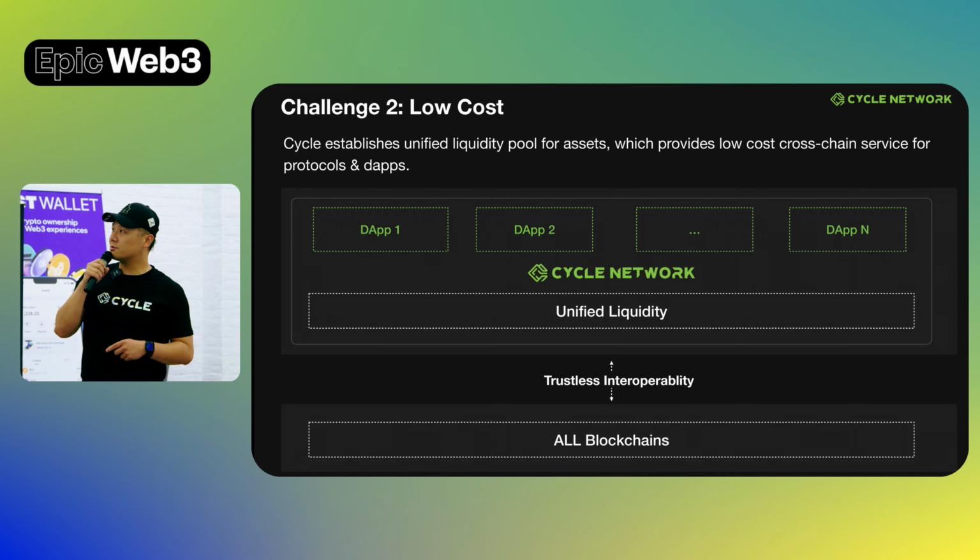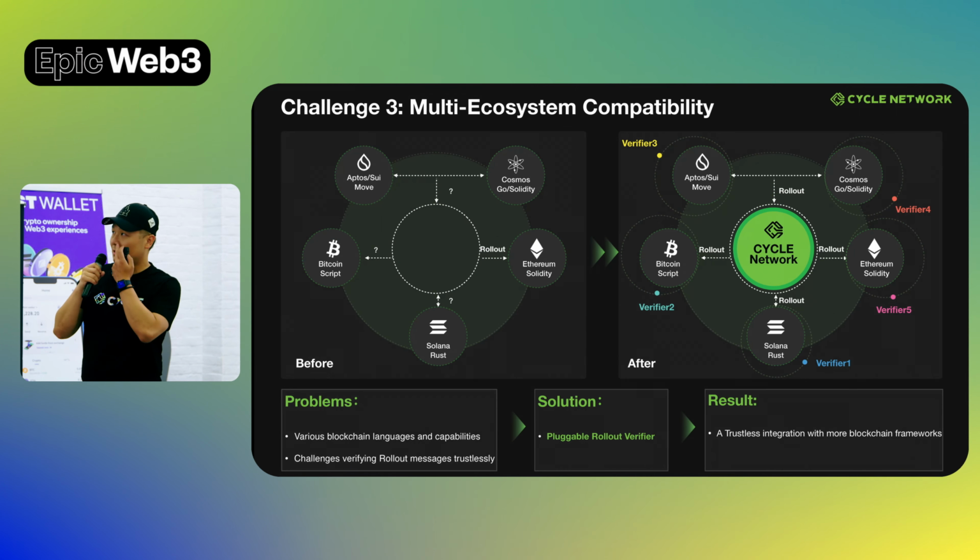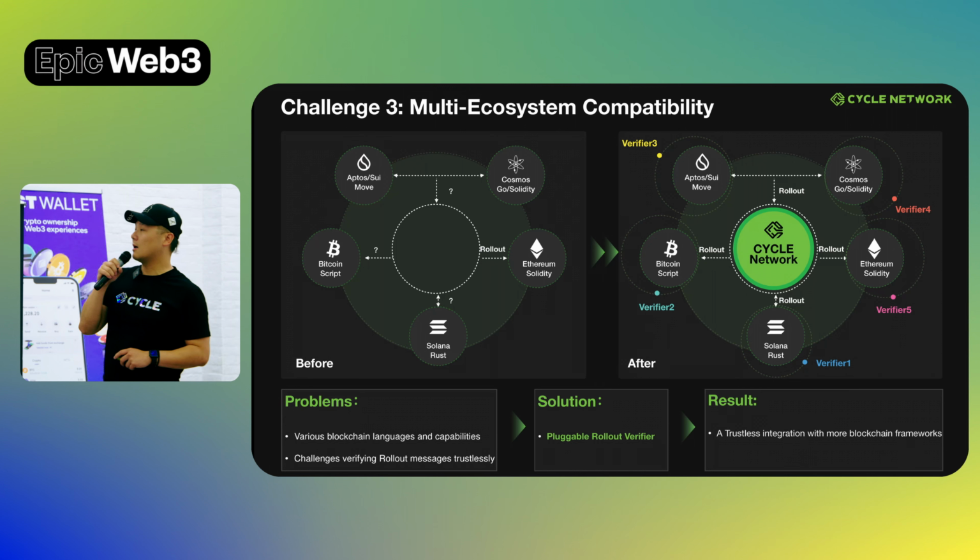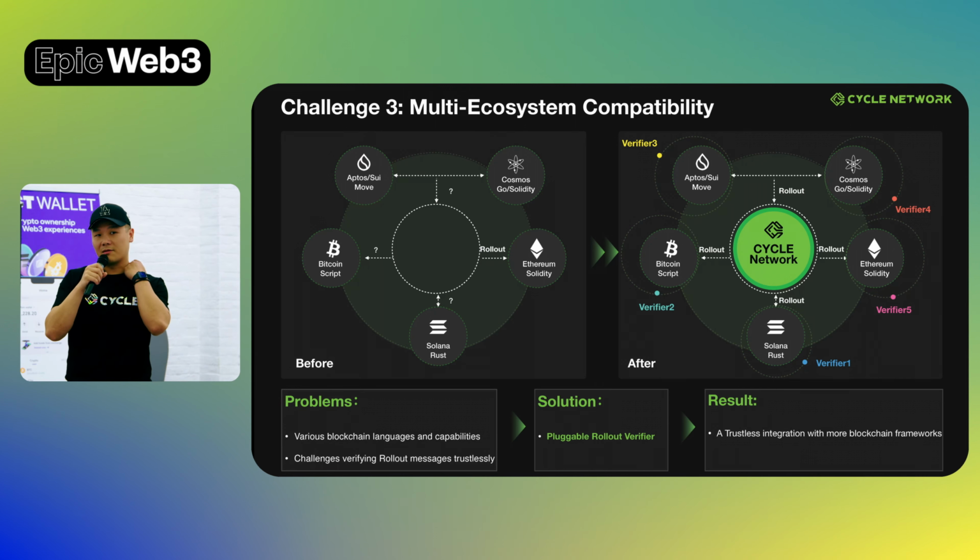The next challenge is about low cost. We don't deal with the cost one by one. Instead, we propose unified liquidity, to allow all blockchains to participate and to support all kinds of dApps. The challenge number 3 is how we are going to fix multi-ecosystem compatibility.